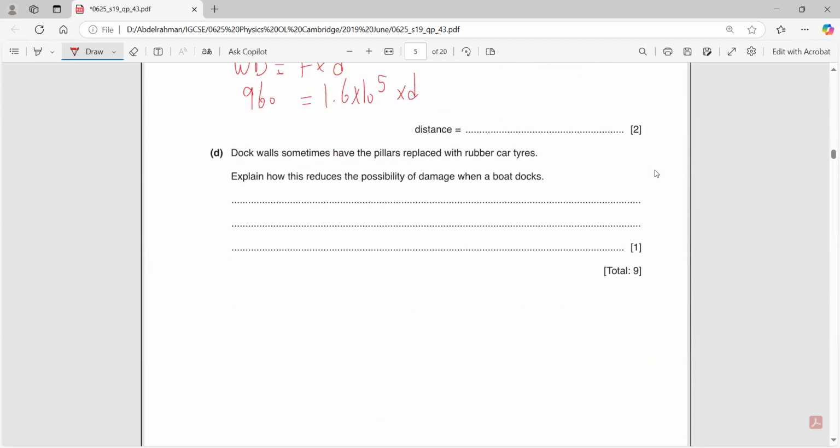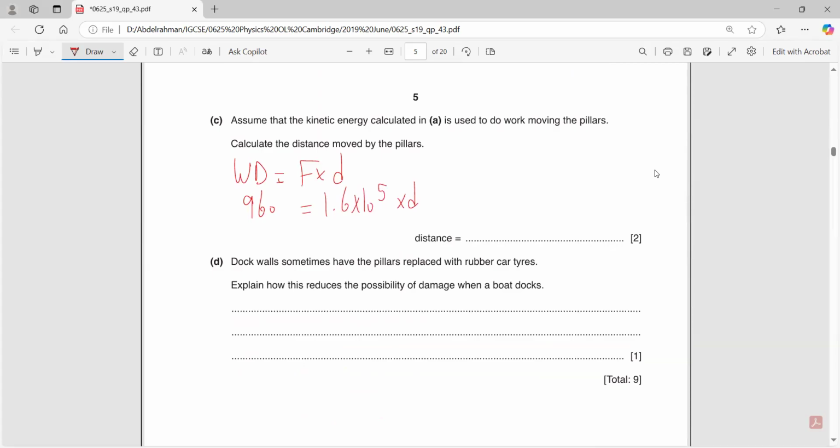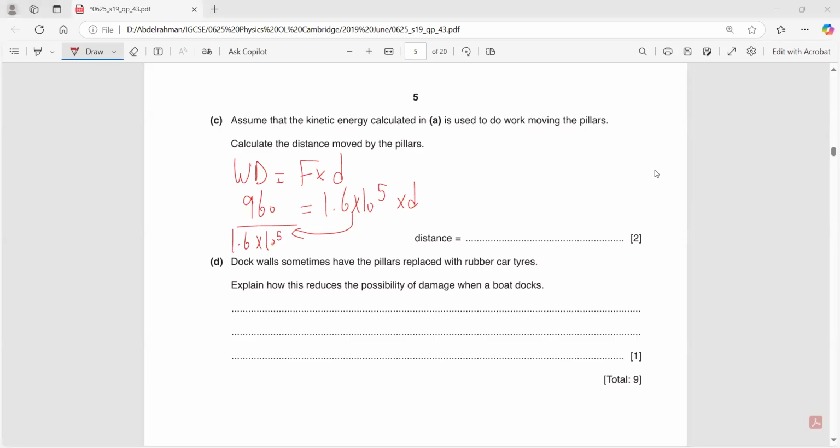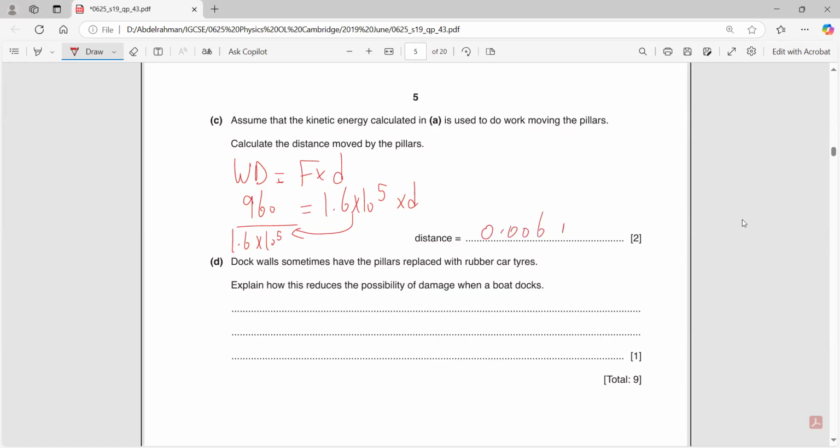All you need to do is divide the work done, 1.6 times 10 to the power of 5, by the force, which would give you a very, very small distance. Indeed, it's around 0.006 meters, or 0.6 centimeters. You're not moving the whole dock, you're just slightly moving the pillars, only 6 millimeters.